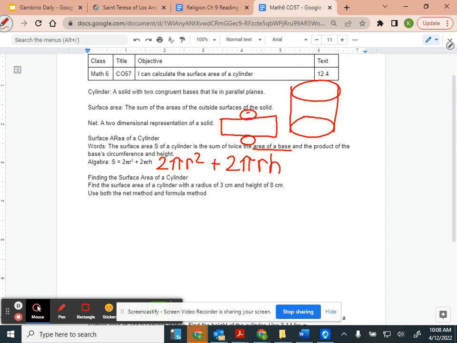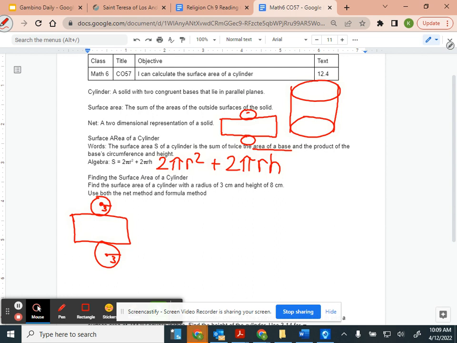So let's look at an example. Find the surface area of a cylinder with a radius of 3 centimeters and a height of 8 centimeters. Use both the net method and the formula method. So if we're going to use the net method, that's like what we did yesterday, where we're going to draw our net and we're going to label it. So my radius is 3. I'm going to put a 3 in there. And there is a height.